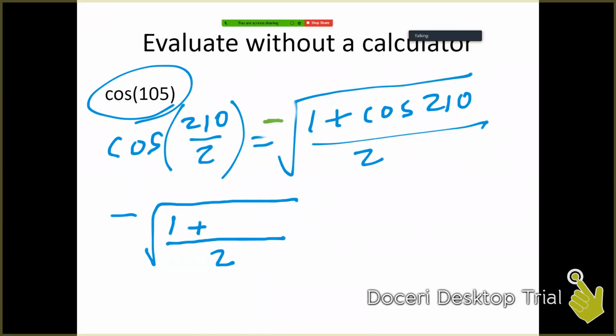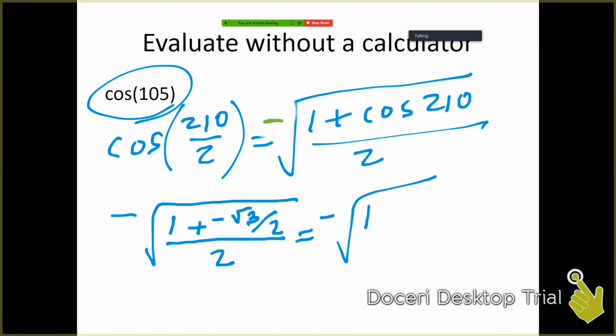Radical 3 over 2. Very good. Negative though, because 210 is in quadrant 3. Negative radical 3 over 2. That part's good, because 210 has a reference angle of 30, and the cosine of 30 is root 3 over 2. All right, so now we just got to clean this up a little bit.